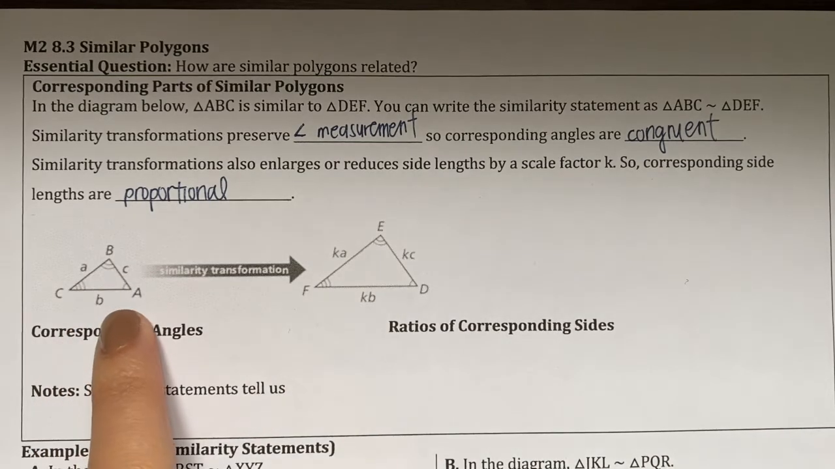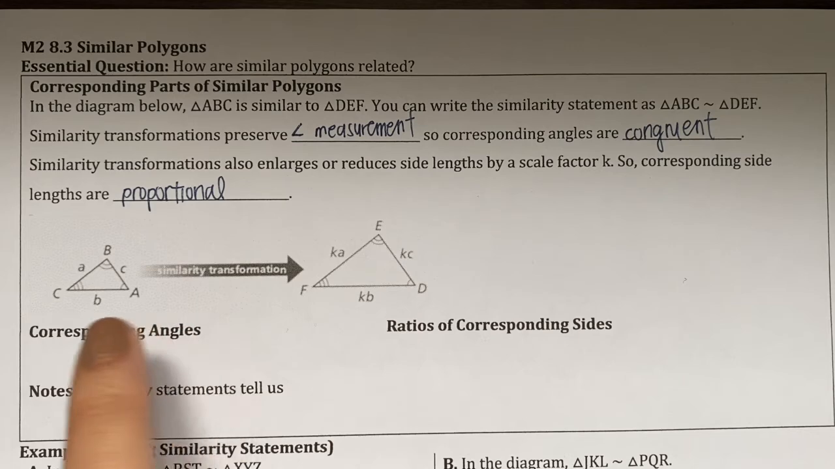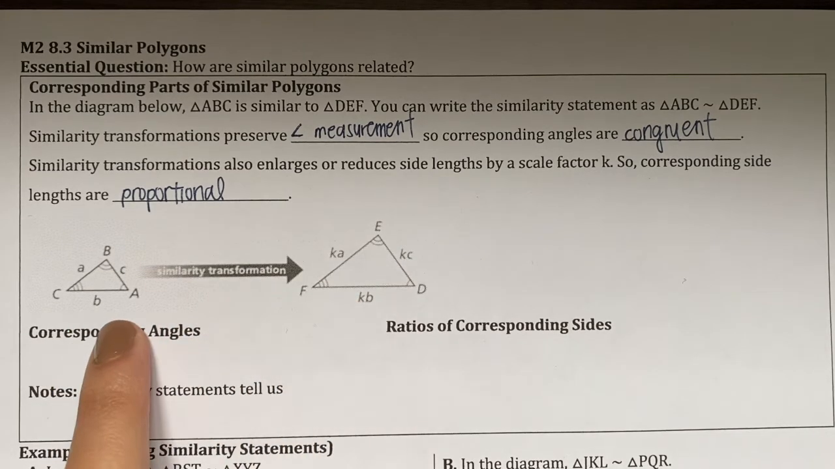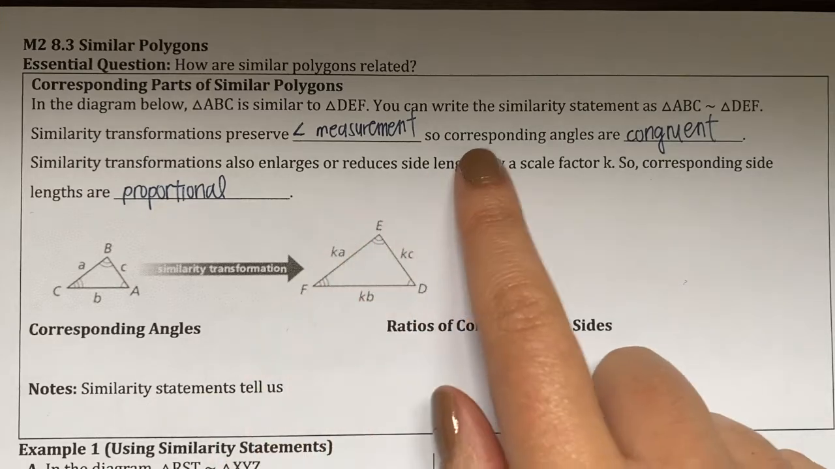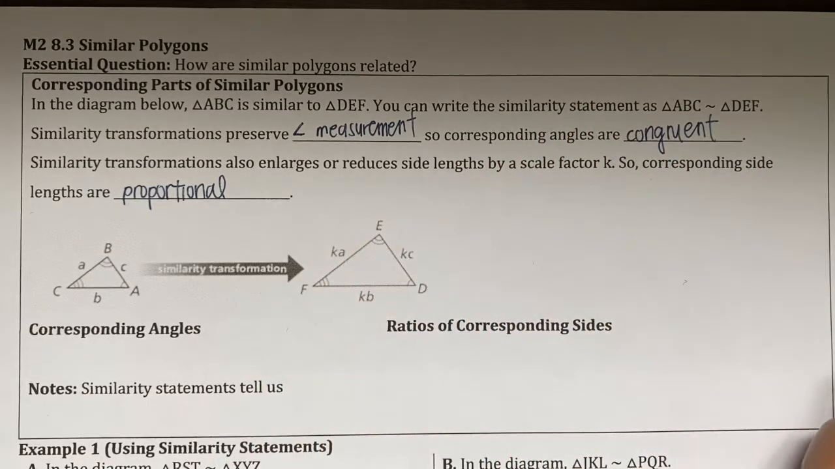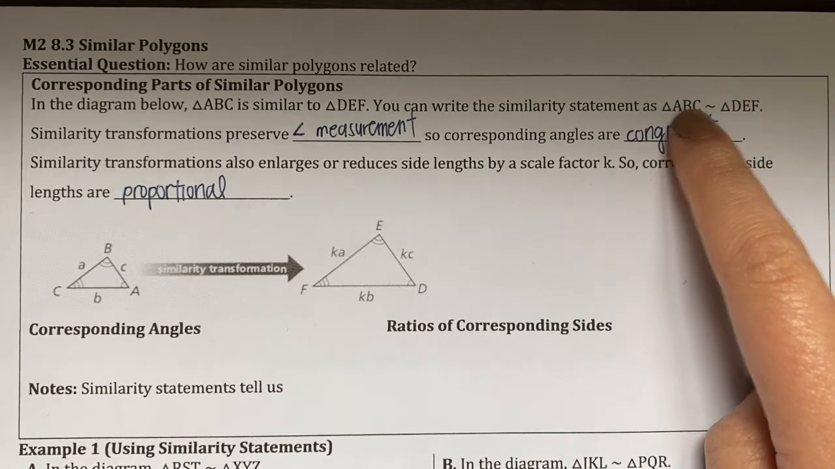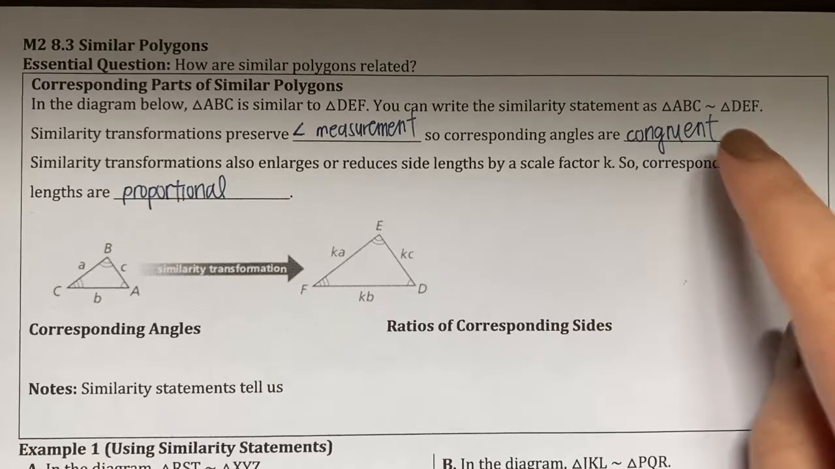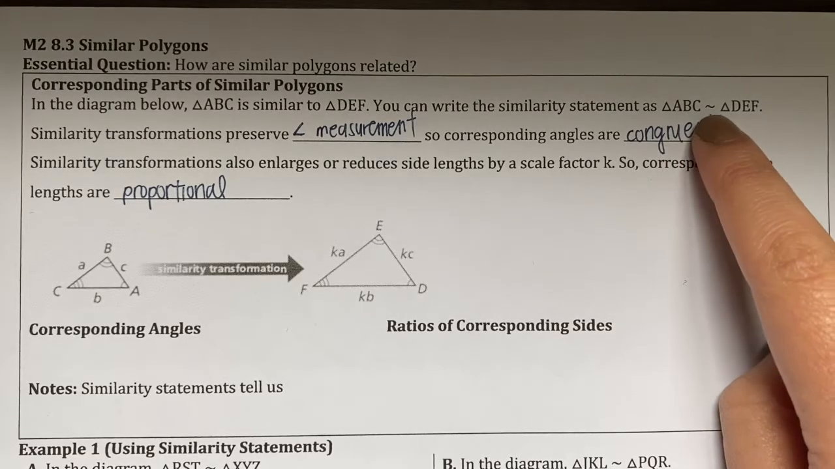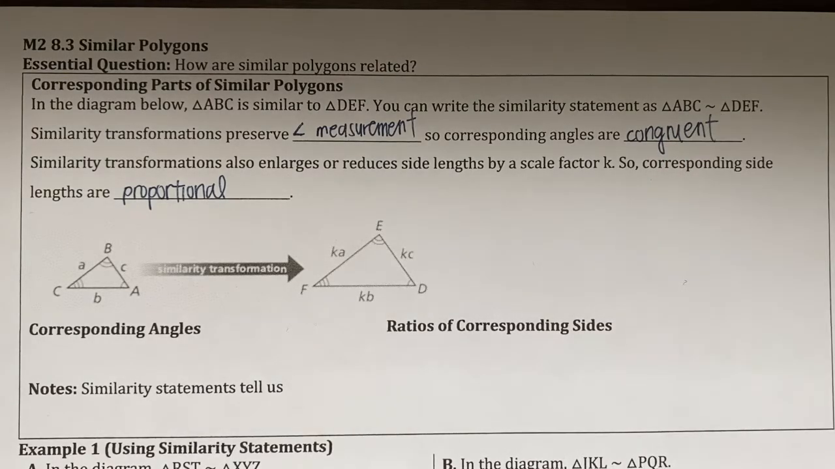Now, in this diagram, we have two similar triangles. Triangle ABC is similar to triangle DEF. So you can write a similarity statement very similarly to how you'd write a congruence statement. You want to make sure that the order in which you write the vertices of your polygon corresponds, and instead of using the congruent sign, you're going to use a tilde, and that's the sign that we use for similarity.